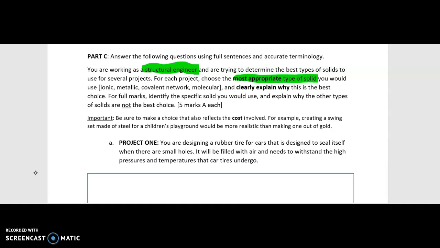So of the four, I did put here ionic, metallic, covalent network, molecular. You can use other materials if you want. You just have to explain why you're using them. So you can say, I didn't pick any of these four because of this.